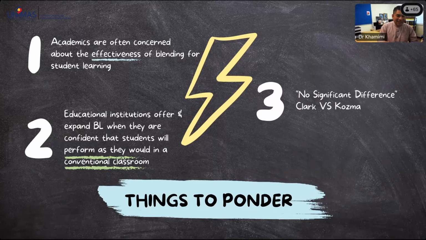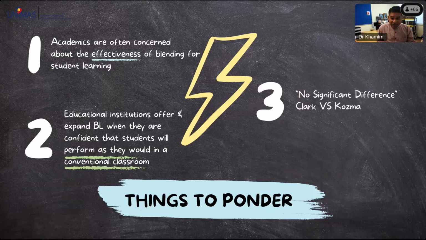If you want to go to blended learning, we need to make sure that our students will perform as they would in a conventional classroom. Then we will change to blended learning. See, the perceived usefulness, or the perspective of the lecturers. These are from the literature review. Some educators are not convinced enough to convert to blended learning because they are not confident that students will perform as they would in their conventional setting.